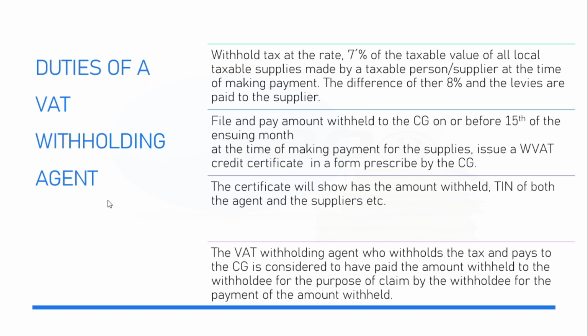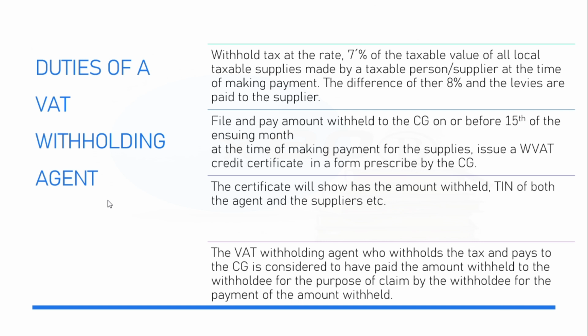persons, sorry. So in doing that, the withholding agent is also to issue what we call a withholding VAT credit certificate. The agent is also to issue what? A withholding VAT credit certificate. Unlike the income tax withholding, where when the withholding is done and then it's filed and paid to GRA, the GRA itself will issue the certificate to you.